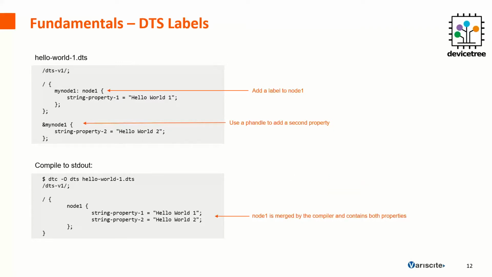Building on the previous file, here's an example that shows how labels work. We can assign a label to node1, and then we can reference the label later in the same file or in a different file. In the initial node1 definition, we add a property called string property1, which is set to hello world 1. And then later in the file, we use the label as a phandle to modify node1 by adding a second property called string property2. And we can see at the bottom when we compile the device tree file, the compiled node1 has both string property1 and string property2, and the device tree compiler has basically merged these properties together underneath node1.